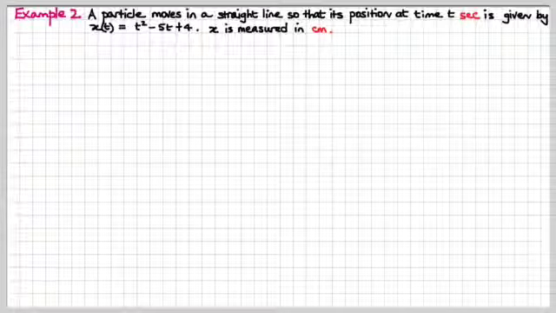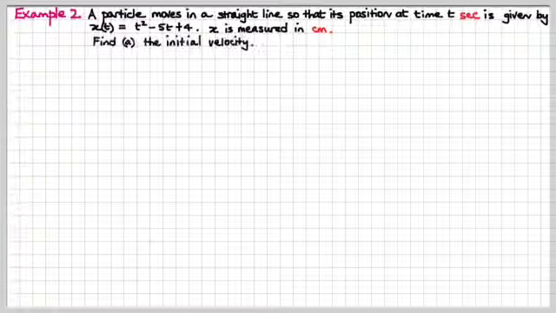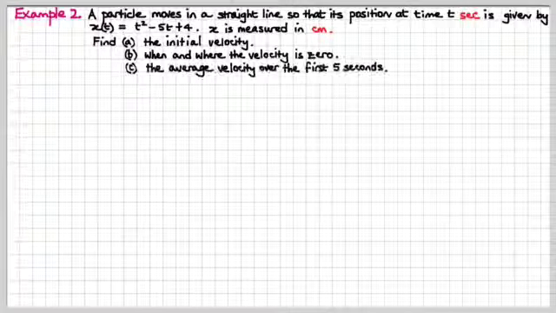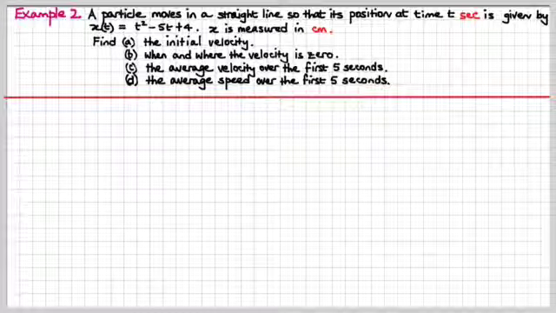Alright, here comes example 2. This is a velocity one now. A particle moves in a straight line so that its position at time t seconds is given by the same thing as we had before in example 1. x is measured in centimetres. Find the initial velocity, when and where the velocity is 0, the average velocity over the first 5 seconds, and the average speed over the first 5 seconds. Right, let's go. Very exciting.